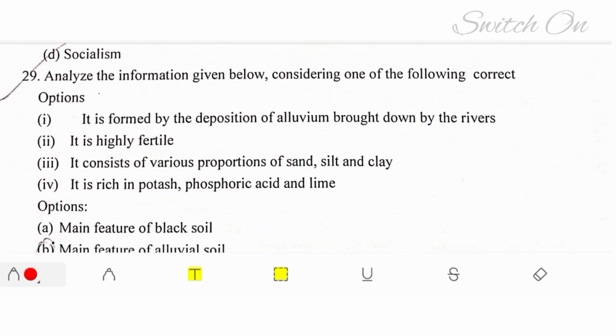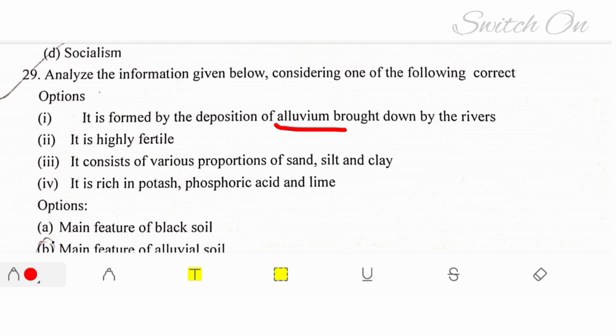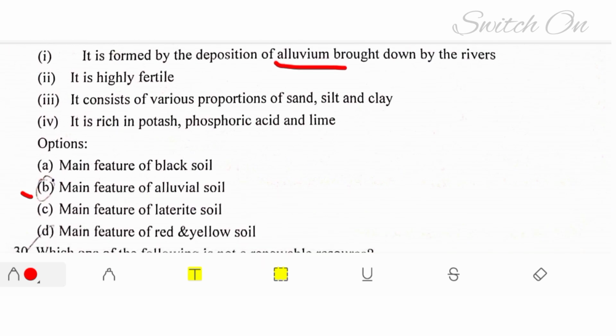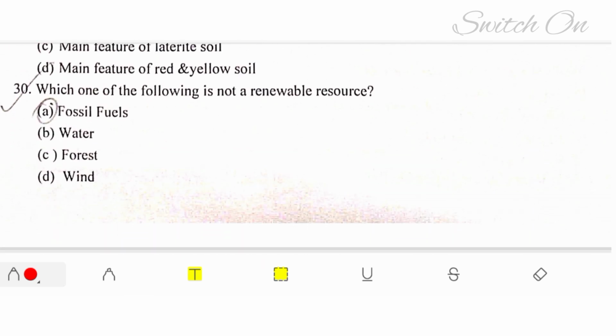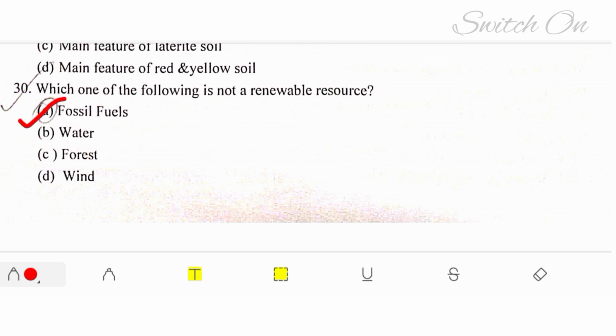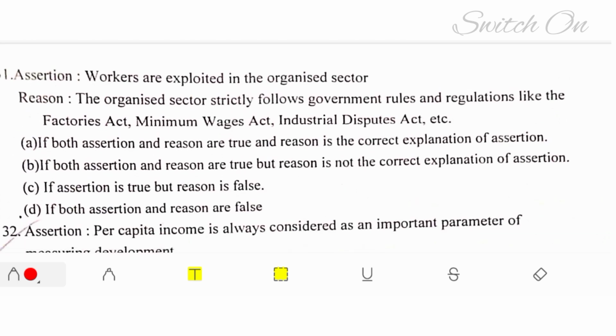Question number 21. Analyze the information considering one of the following correct options. It is formed by the deposition of alluvium. So, the deposition of alluvium is basically alluvial soil. It is highly fertile. Everything is okay. Because of alluvium, the answer is alluvial soil. Question 30. Which of the following is not a renewable resource? Option A, fossil fuels. All the other, that is wind and water, are renewable resources.